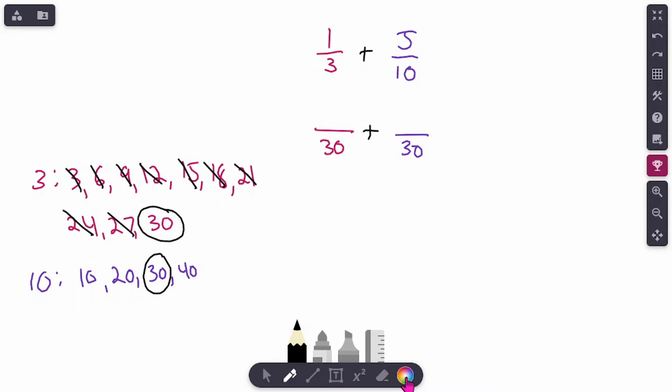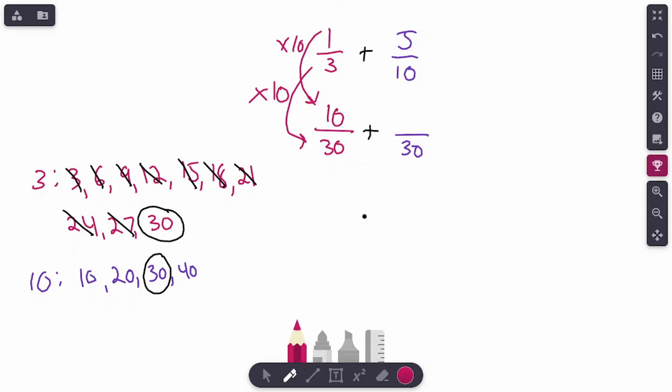3 times what gives us 30? Count the multiples. 1, 2, 3, 4, 5, 6, 7, 8, 9, 10. 3 times 10 is 30. Multiply the denominator by 10. Do the same thing to the numerator. 1 times 10 equals 10.